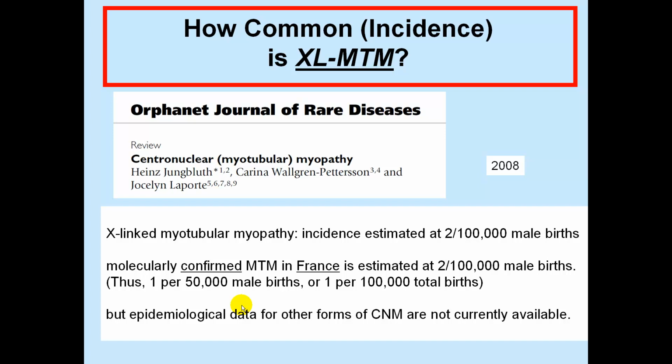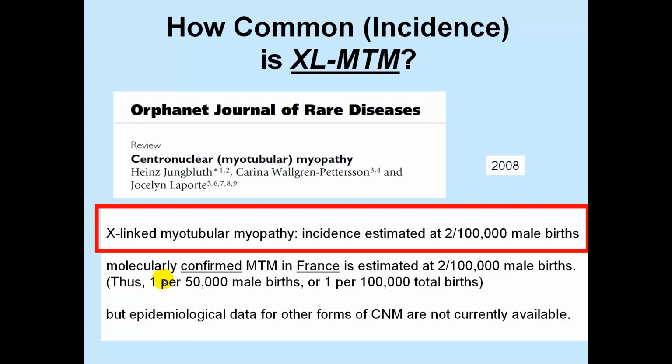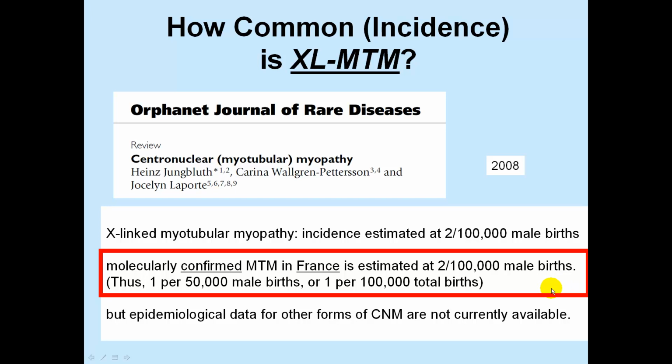Okay, so getting back to X-linked MTM and the incidence, or at least a proportional incidence. Here we have an article by Youngbluth, Wallgren-Pettersson, and Jocelyn Laporte in 2008. In this study, it was a review article, but one of the comments that was made was that they felt that X-linked myotubular myopathy had an incidence of about 2 cases per 100,000 male births. And this was from Jocelyn Laporte's personal data showing that in France, at least, there was this incidence of molecularly confirmed, meaning genetic testing done for MTM that was positive, in 2 out of every 100,000 male births.